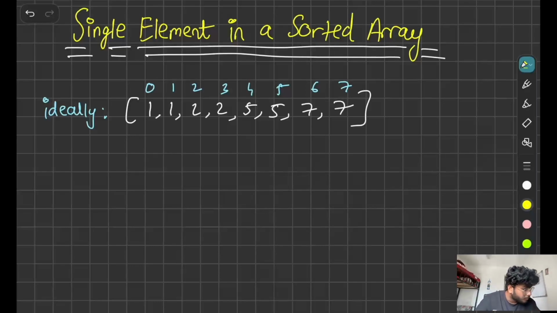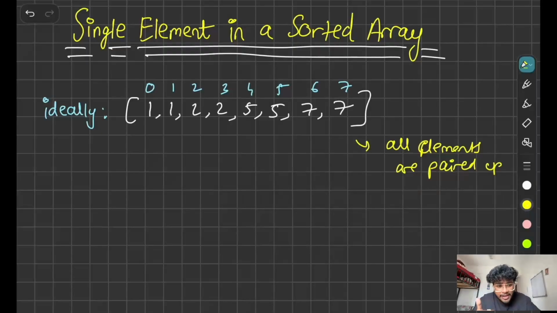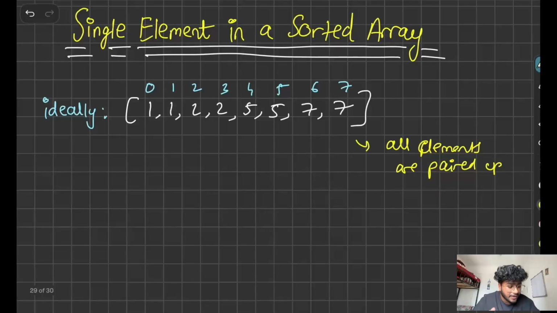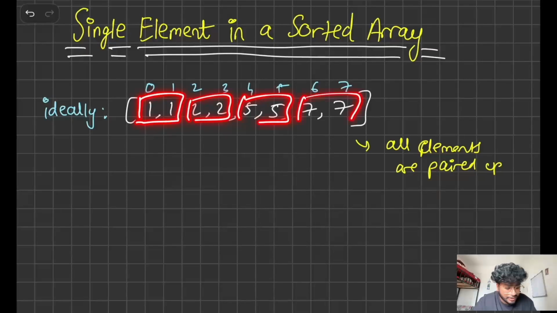Okay, so consider this ideal case. In this case, we don't have a single element. All elements are paired up, or every element has its duplicate with it. So what I'll do now is just look at the cases, what happens. If every element is paired up, as you can see in this array, this is the ideal case, right? So this is 1 1, this is 2 2, this is 5 5, this is 7 7. There are 8 elements in the array and each one has its equal pair.